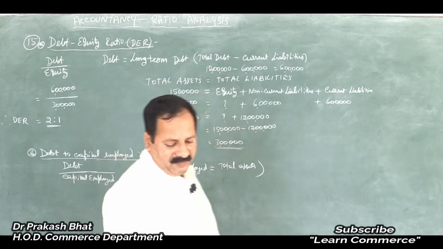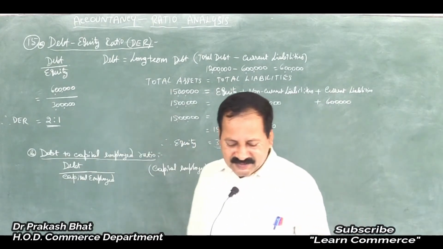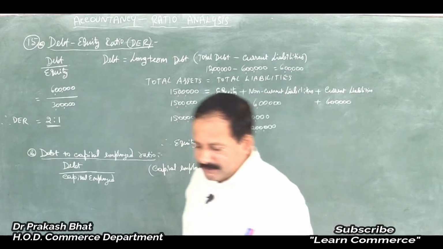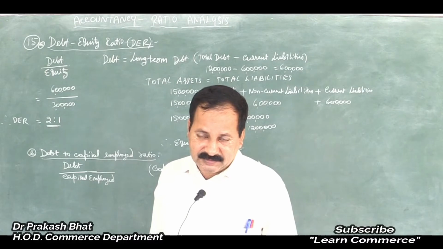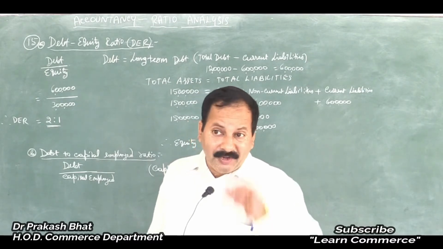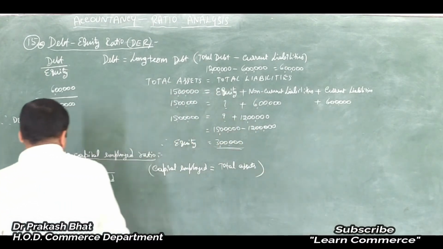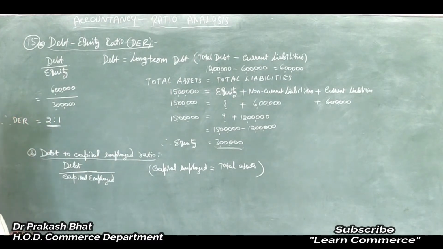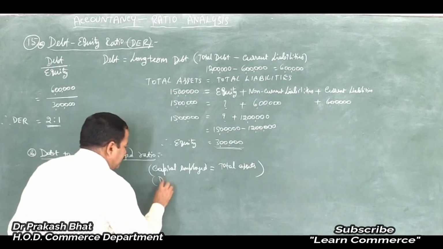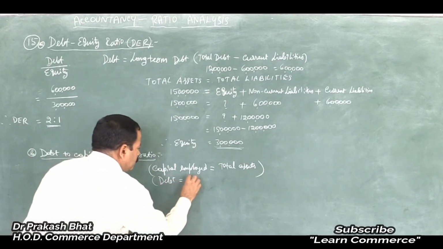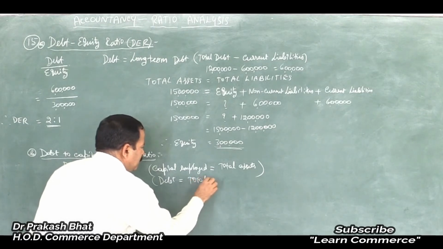Total assets are given in the problem. Am I correct? Total assets are given as 15 lakh. So there is no headache for us. Then debt. Debt includes both, that is total debt here. Long term and short term, that is non-current liabilities and current liabilities. Right? So debt is equal to total debt.